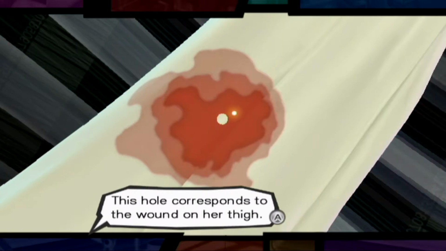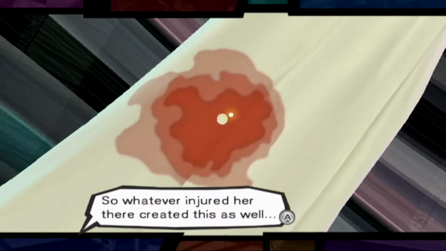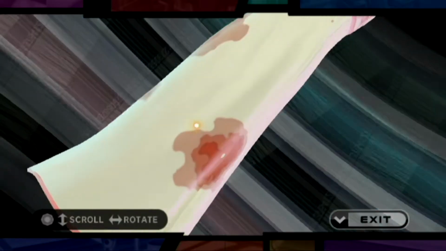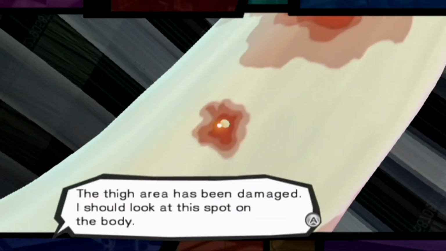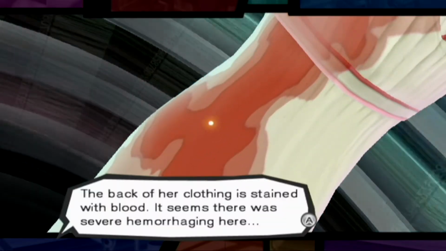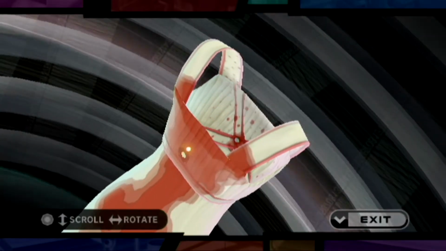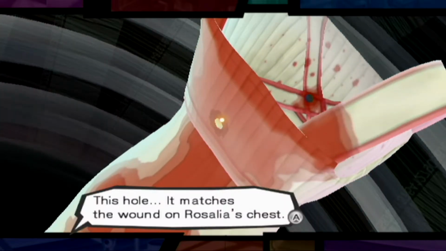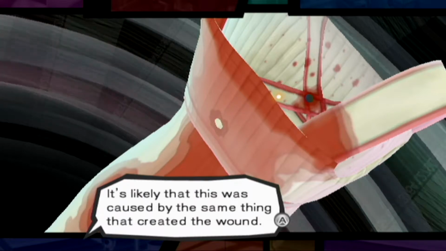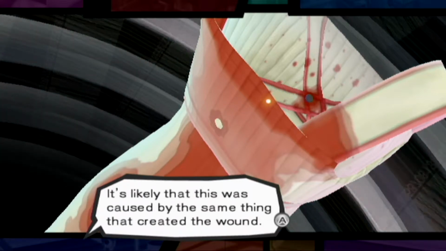This hole corresponds to the wound on her thigh, so whatever injured her there created this as well. This hole, it matches the wound on Rosalia's chest. It's likely that this was caused by the same thing that created the wound.